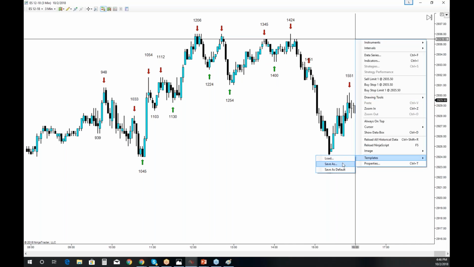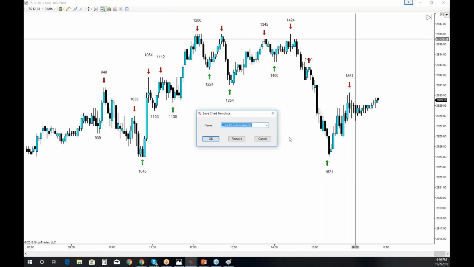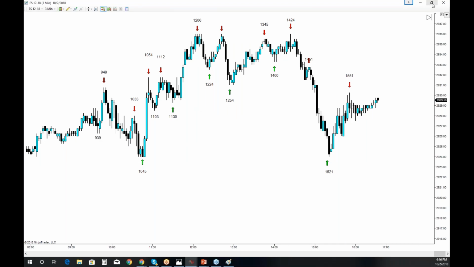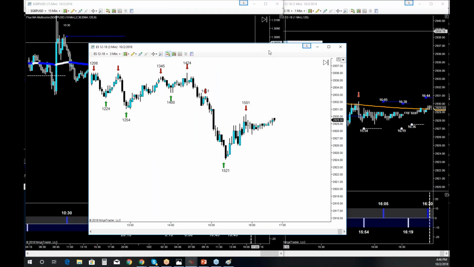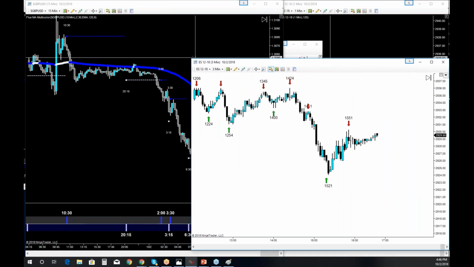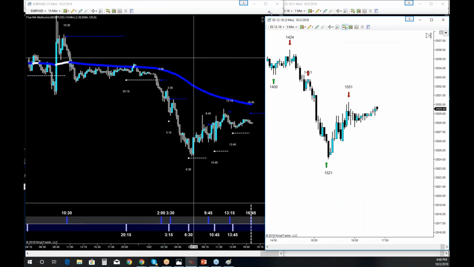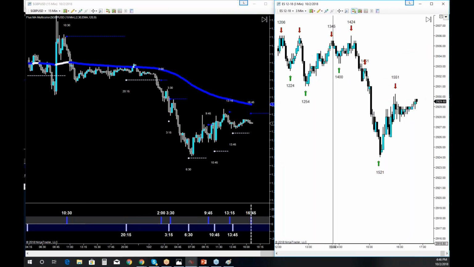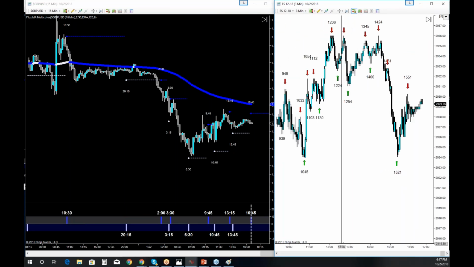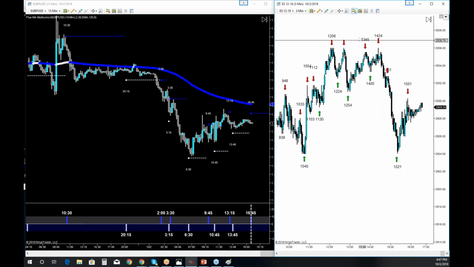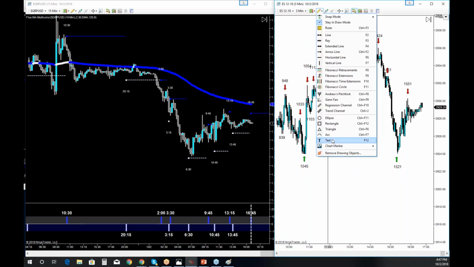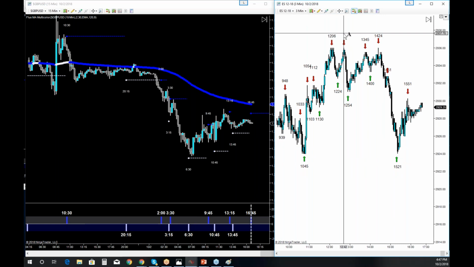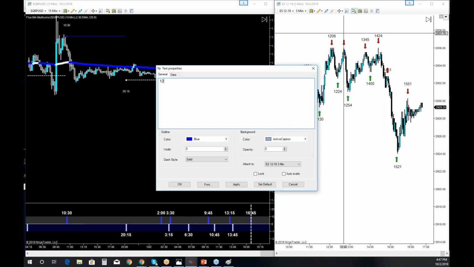Let's save this blank chart as a template. Okay. Now what I'm going to do, here's where things really start to get interesting. I'm going to put this chart over here to the right and squish it down. I forgot to label one of the times, forgive me. Right there is 12:42.